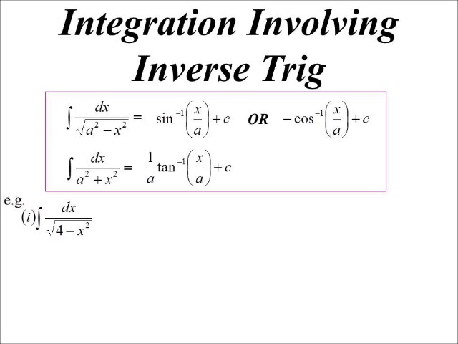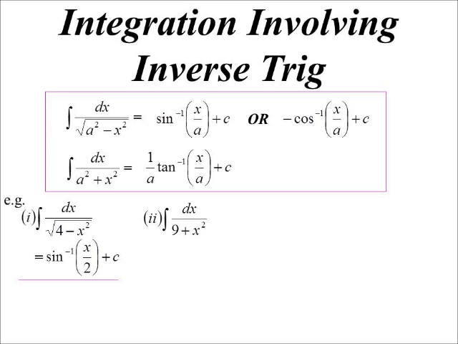So dx on the square root of 4 minus x squared. What's a? Very good. Inverse sine x on 2 plus a constant. Notice, I only wrote one answer down. You could have, if you wished, written minus the inverse cos of x on 2. Personally, I don't like negatives, so I didn't.